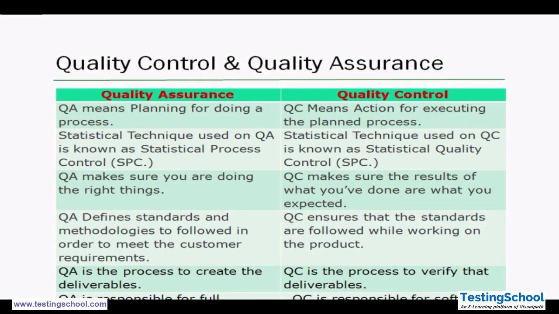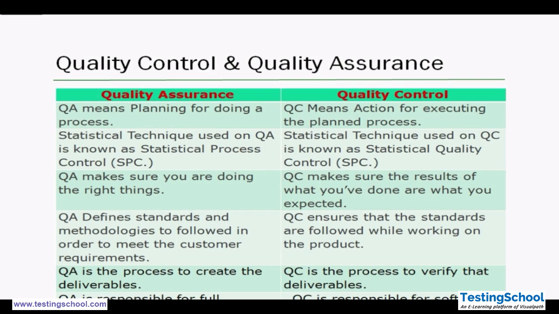Also, QA means planning for doing a process, but QC means action for executing the planned process. The statistical technique used on QA is known as statistical process control, but the statistical technique used on QC is also known as statistical quality control.